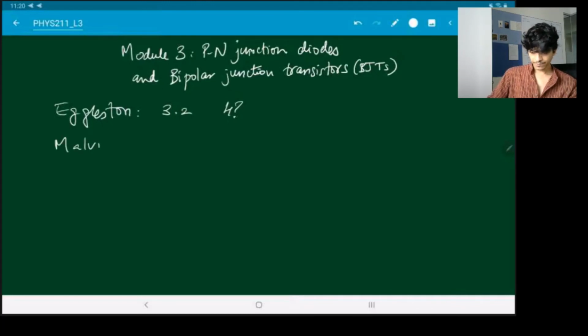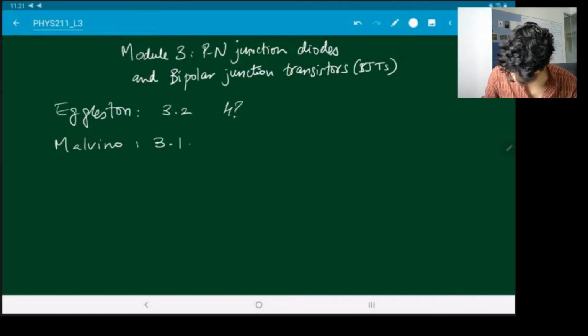Now, the thing with Malvino is Malvino goes to the other extreme. Malvino discusses these devices, these components, in extremely minute detail, far more than we need. Of course, if you're professionally doing electronics or if you're doing it as a hobby, then it's a great resource. But for the purposes of this course, there is far too much information in there. Let me spell out which chapters are relevant for us. Malvino has different editions. I'm referring to the edition that you have access to.